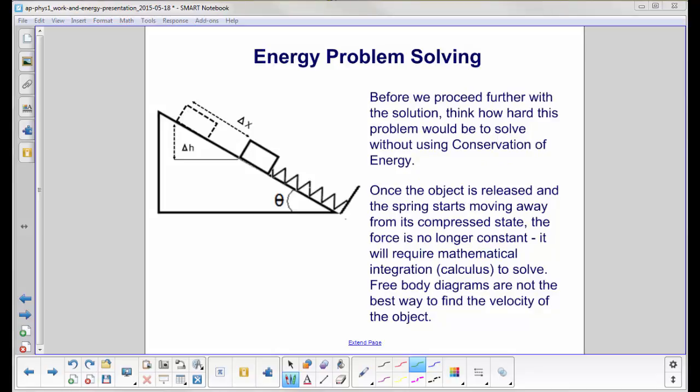Before we proceed further with the solution, just think how hard this problem would be to solve without using the conservation of energy. Once the object is released and it starts moving away from the spring, the force is no longer constant. It will require mathematical integration or calculus to solve. Again, the spring force is F equals kx, so that will be changing as it's moving away. The x value changes, the force changes. Free body diagrams are not the best way to find the velocity of an object where you have a varying force.